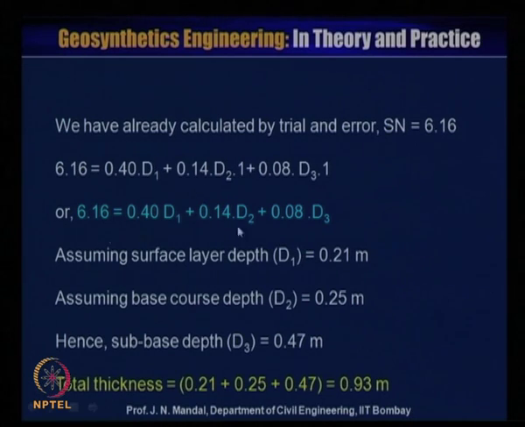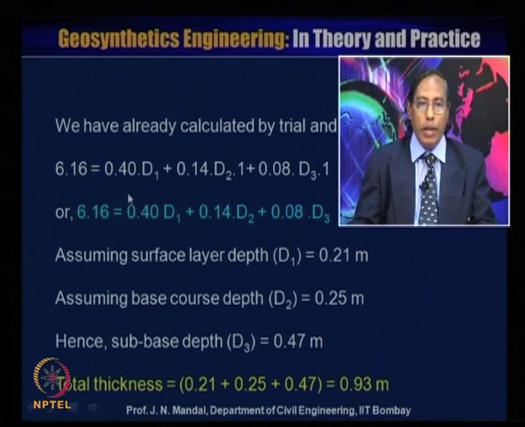So, we can write 6.16 is equal to A1 D1, that means 0.40 into D1, plus 0.14 into D2 into 1, where 1 is the moisture content M2, plus 0.08 into D3 into 1, this is M3. If we calculate by trial and error assuming the values and check whether the left hand side equals the right hand side, from this you can calculate the thickness of the pavement.